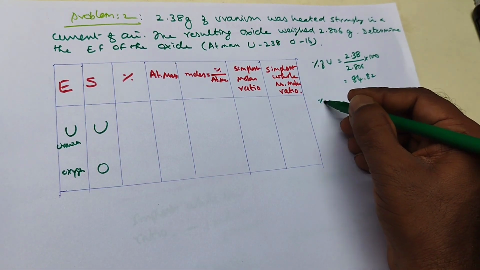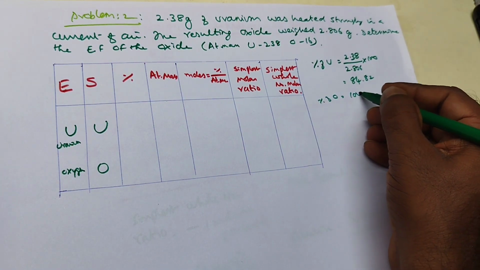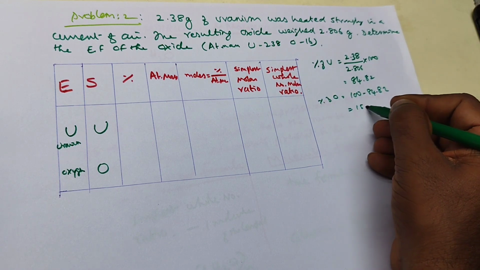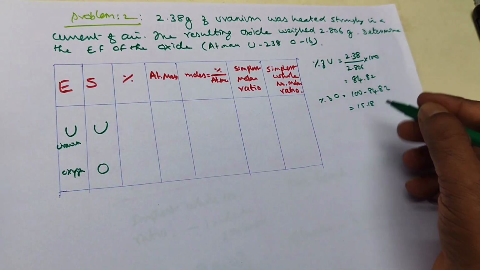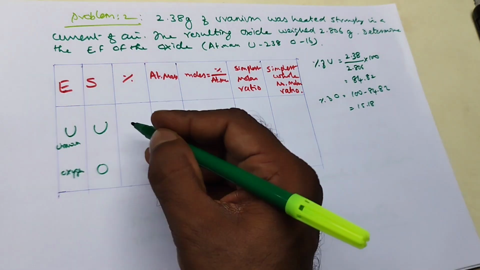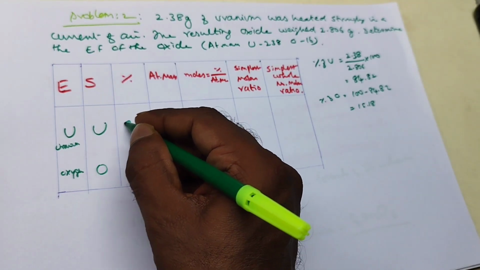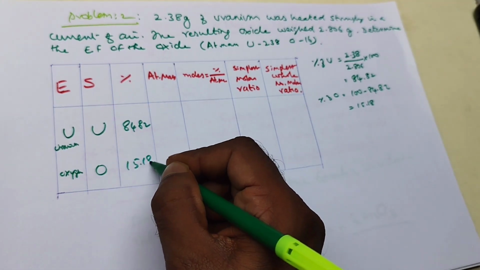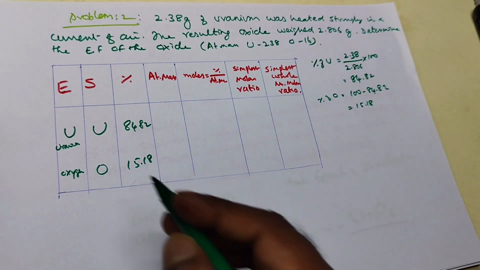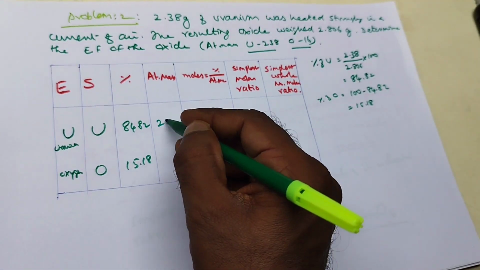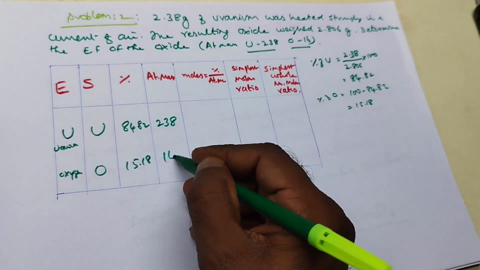And how can you find the percentage of oxygen? It is 100 minus 84.82, which is 15.18. These are the percentages of oxygen and uranium, so you have to write them: 84.82 for uranium and 15.18 for oxygen. The corresponding atomic masses are given in the bracket. Uranium is 238 and oxygen is 16.